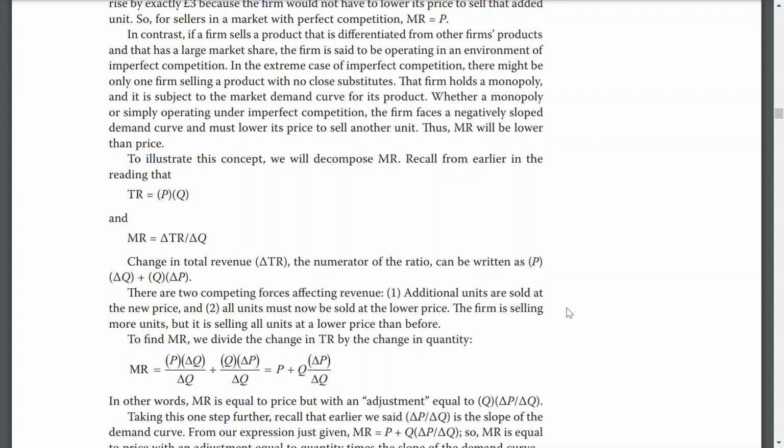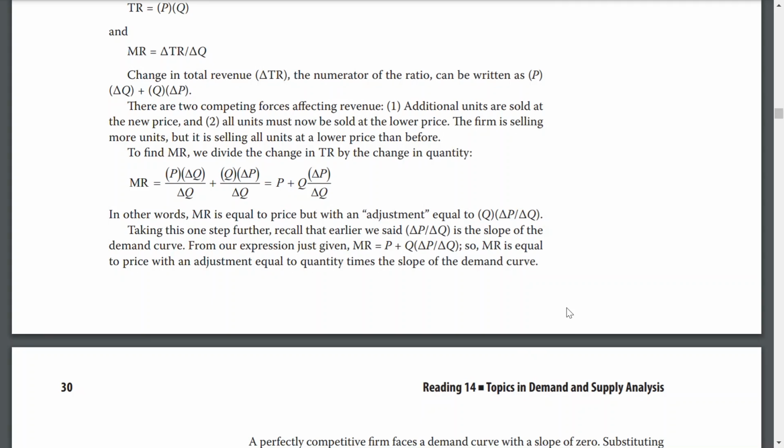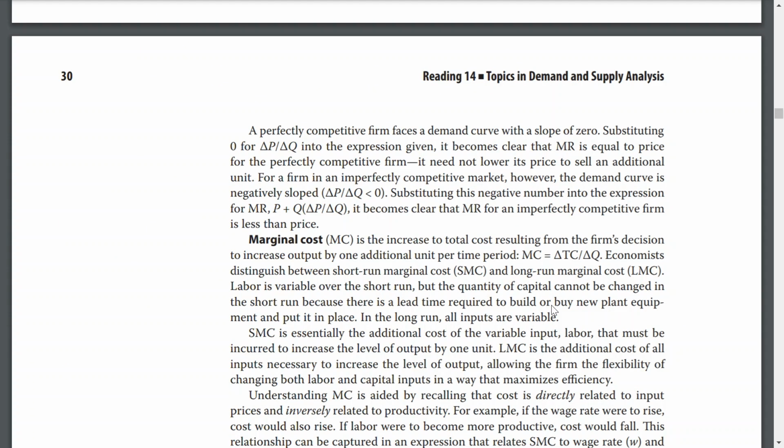To illustrate the concept, we will decompose MR. Recall from earlier in the reading, total revenue equals price multiplied by quantity. So this is what it looks like. A perfectly competitive firm faces a demand curve with a slope of 0. Substituting 0 for the change in price over change in quantity into the expression given, it becomes clear that MR is equal to the price. For the perfectly competitive firm, it need not lower its price to sell an additional unit.